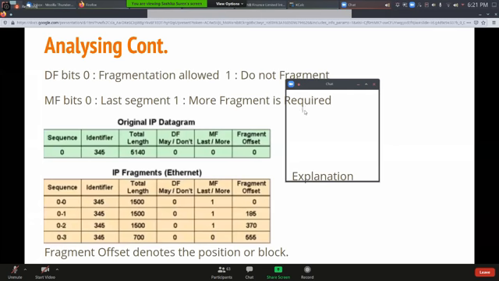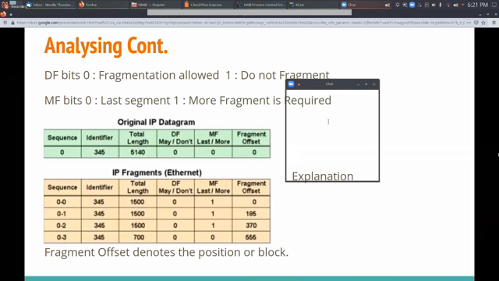Yeah, that is exactly correct. So if you are having, let's say, 1,500 bytes of data, of course it does not require any fragmentation. Definitely, no fragmentation is required. The first fragmentation will be enough. They can go ahead.